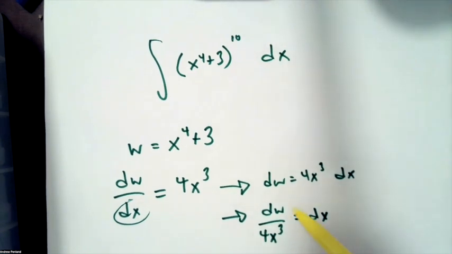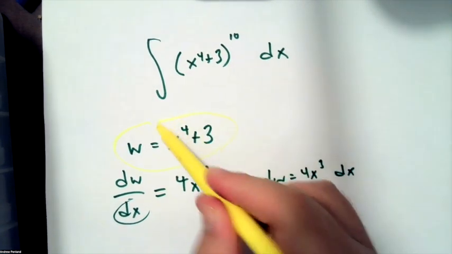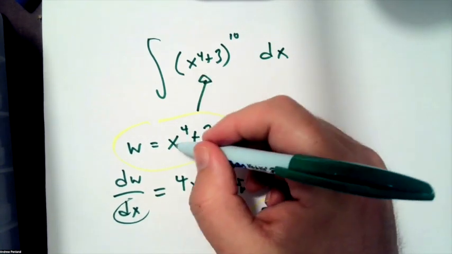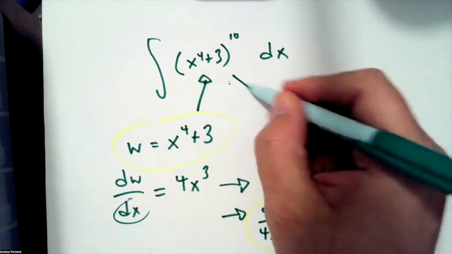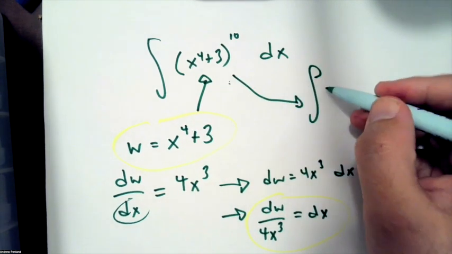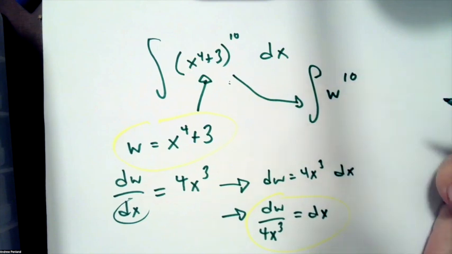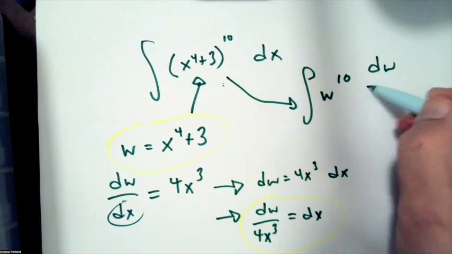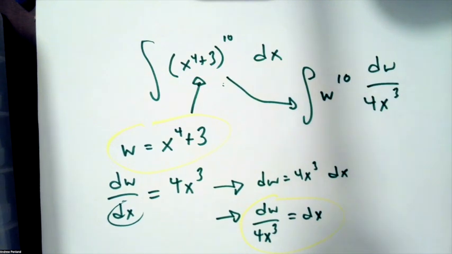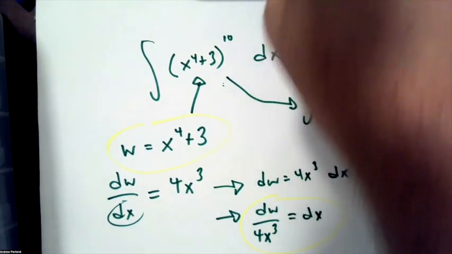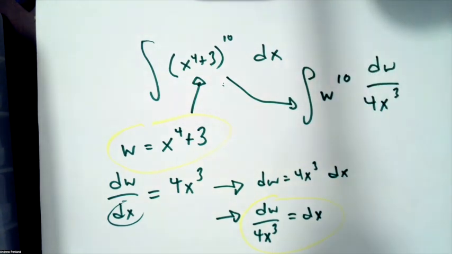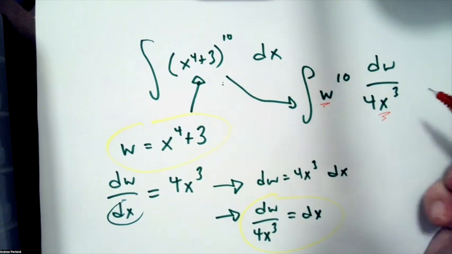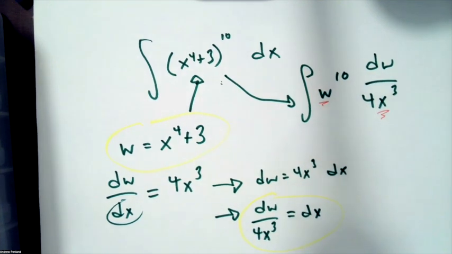So now if I go to plug in the pieces of what I'm trying to work with, x to the fourth plus 3 becomes w, which means this will be the indefinite integral of w to the 10th, but dx becomes dw over 4x cubed. And now I'm really stuck. Because first of all, my variables are mismatched. I have things in terms of w and things in terms of x. And there's nothing that cancels.